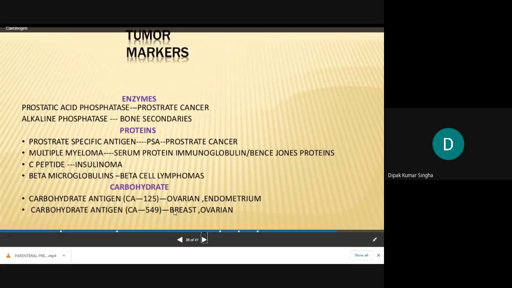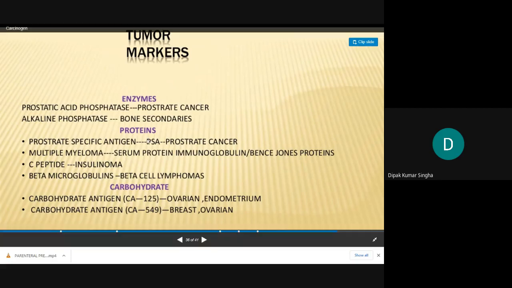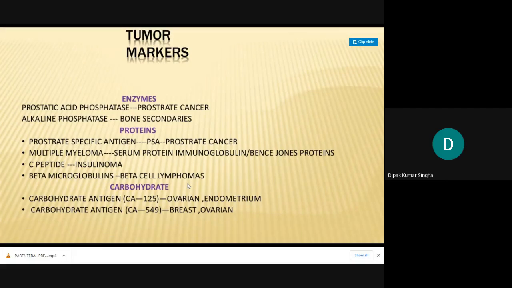Markers involved include enzymes, like prostatic acid phosphatase in prostate cancer and alkaline phosphatase in bone carcinoma. In case of proteins, the prostate specific antigen PSA in prostate cancer; in multiple myeloma, serum protein, albumin, immunoglobulin or Bence Jones proteins; C peptides; nowadays C reactive proteins; and beta 2 microglobulin in B cell lymphoma. In the case of carbohydrates, chemically there are three components: enzymes, proteins and carbohydrates. Where they are present will be identified and estimated, and finally you can confirm which type of cancer it is.